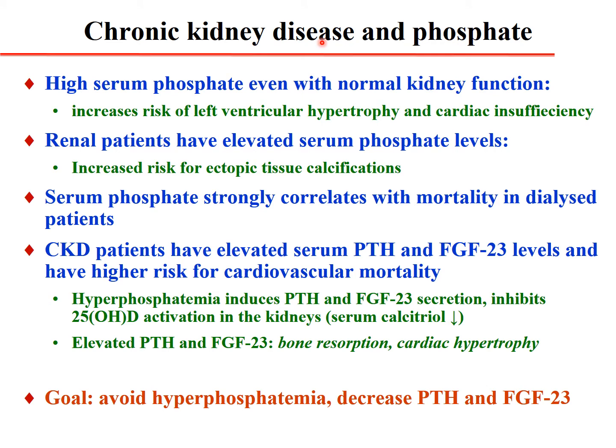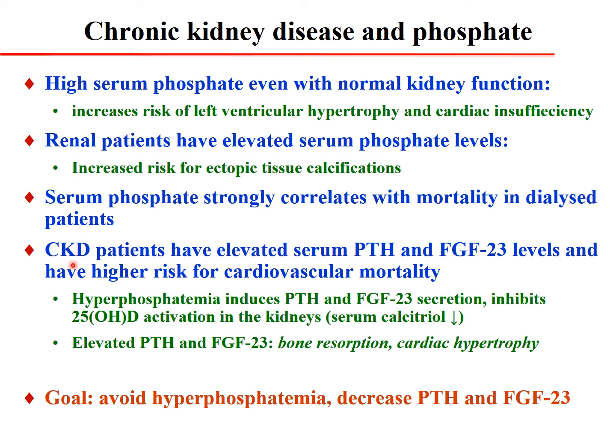Now, chronic kidney diseases and phosphate. When we have a high serum phosphate level, even with normal kidney function, that increases the risk of left ventricular hypertrophy and cardiac insufficiency. Renal patients have an elevated serum phosphate level, which increases the risk for ectopic tissue calcification in the vessels or tissues everywhere. Serum phosphate strongly correlates with mortality in dialyzed patients.